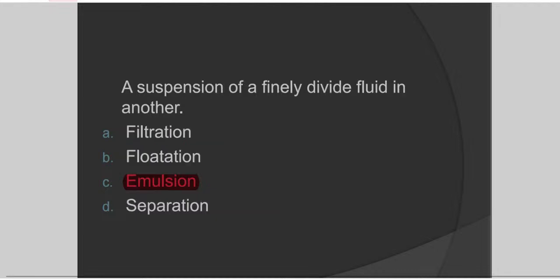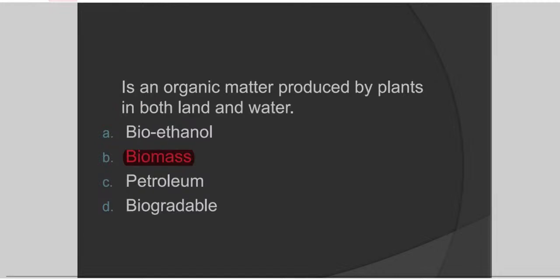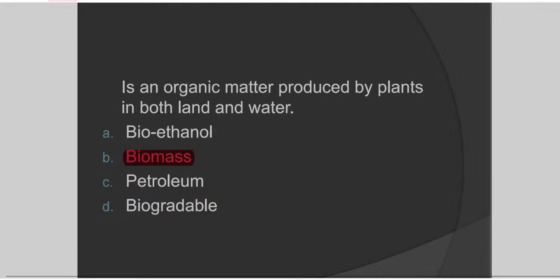A suspension of a finely divided fluid in another. A. Filtration B. Flotation C. Emulsion D. Separation. Contains 90% gasoline and 10% ethanol. A. Gasohol B. Gasanol C. Gasothanol D. Gasthanol. Process used commercially in coal liquefaction. A. Tropsch process B. Fischer process C. Fischer-Tropsch process D. Mitsch-Tropsch process.